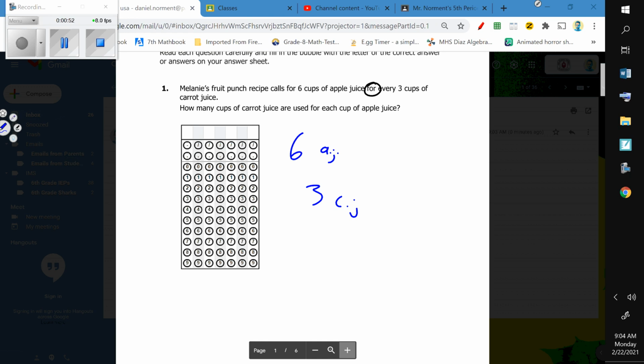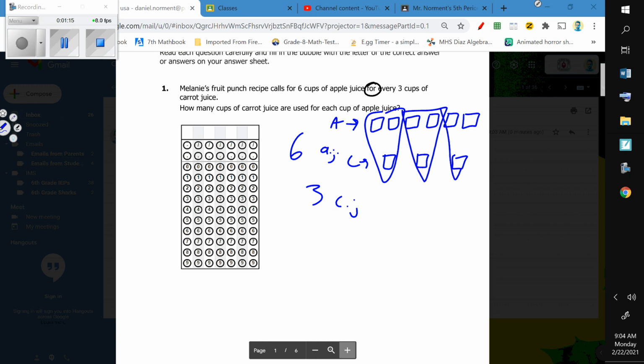So think of it this way. You have 1, 2, 3, 4, 5, 6. I mean, technically, you're just going to divide. That's it. You just divide. But it's not 2. And I'll show you why. So if this is apple juice, this is carrot juice, this is your proportion right here, okay? So 2 to 1. 2 cups of apple juice for every 1 cup of carrot juice.